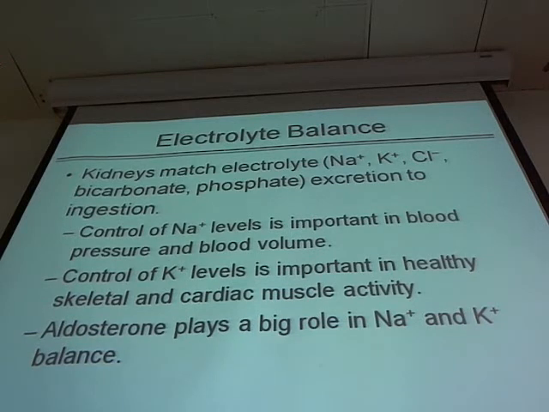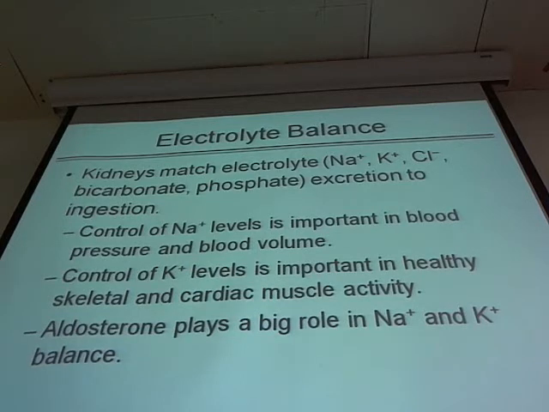Kidneys match the electrolyte concentration of the excretion to ingestion. Your electrolytes, when we measure them, are both in very narrow ranges. Your kidney is the one that controls that. Actually, it's more aldosterone than it is ADH. ADH controls the fluid. But we're not going into aldosterone, so I'm skipping it. We don't have time to do it.